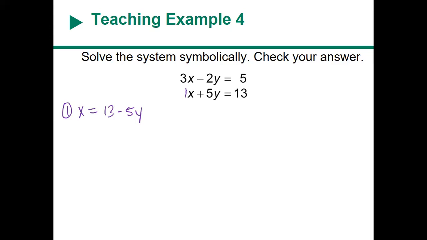Now step 2 is I'm going to take what I got and substitute this into the other equation.